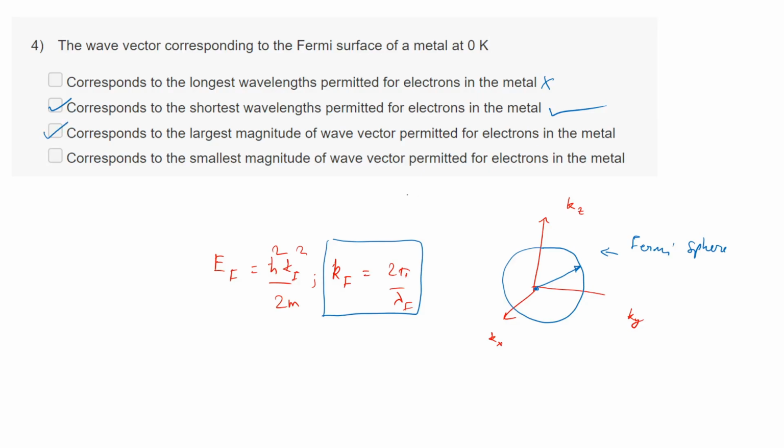So what is happening is the largest value of kf is this. So it is the largest magnitude of wave vector permitted for the electrons in the metal.